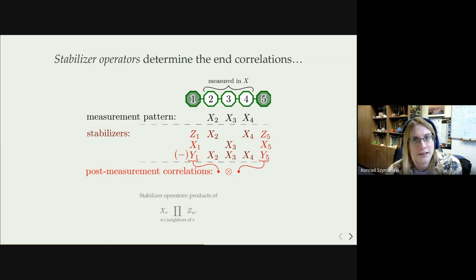And you can generate a Bell pair across 1 and 5 just by measuring the 3 qubits inside in the X basis. And why is it so? It's because there exist stabilizers which embed this measurement pattern structure within them.